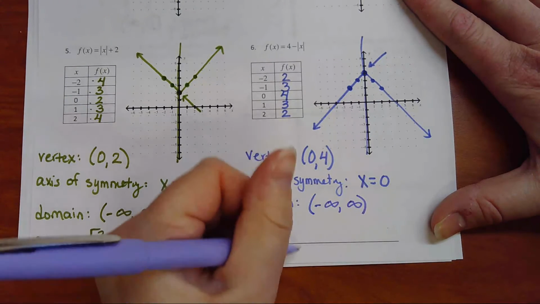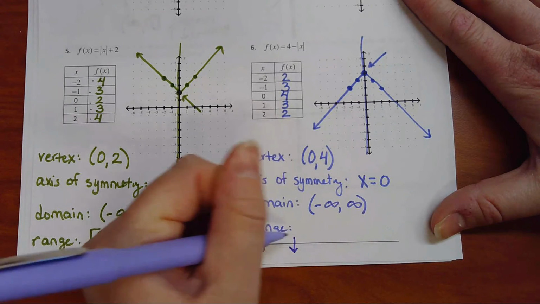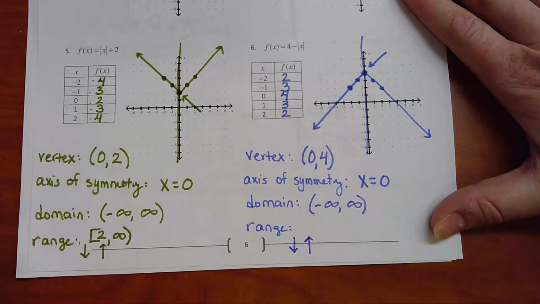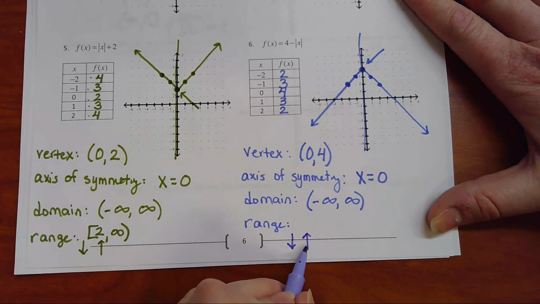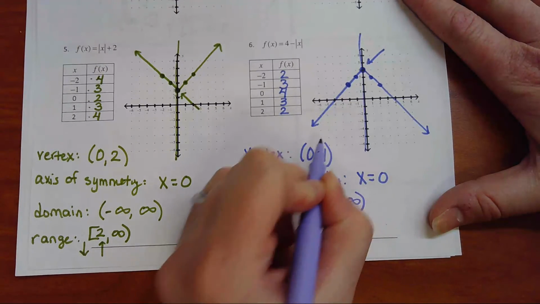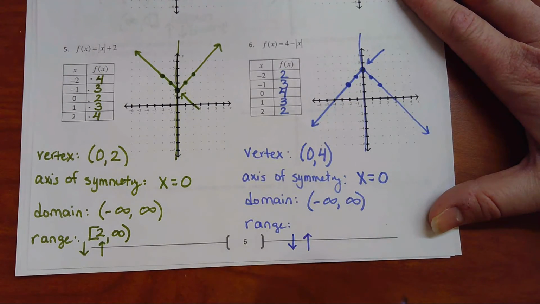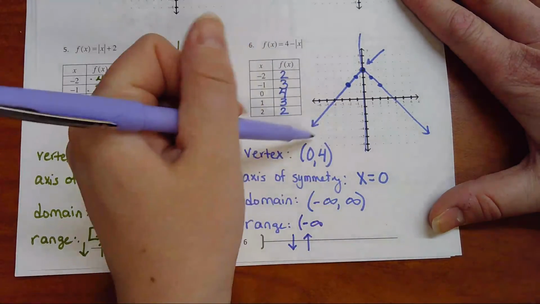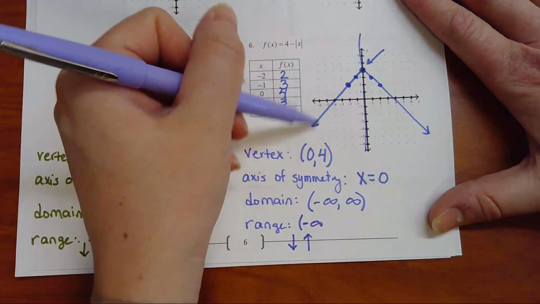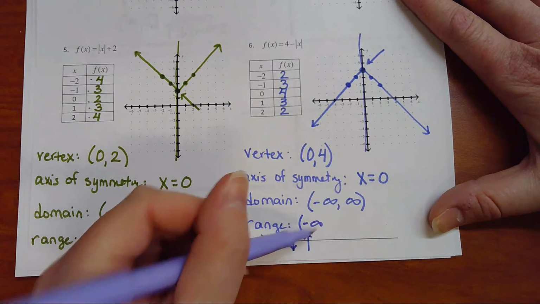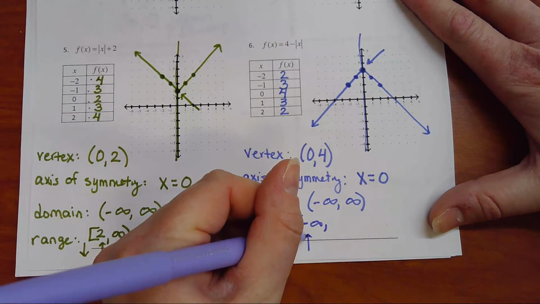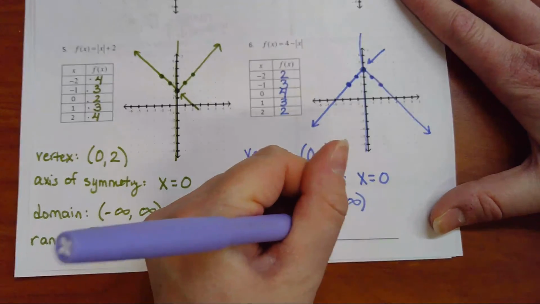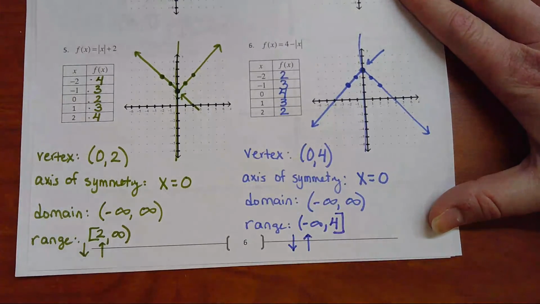Now the range, you always have to go from lowest to highest. Lowest to highest. So the lowest that our graph goes, we don't know. So we're going to do negative infinity because our line keeps going down. Lowest to highest. So now how high does our graph go? It goes up to 4. And you have to put the bracket there.